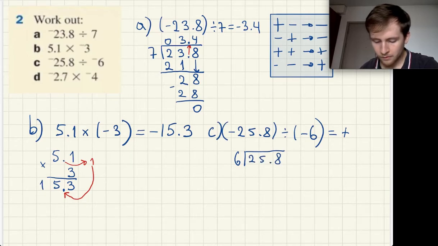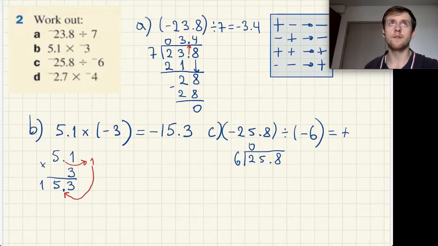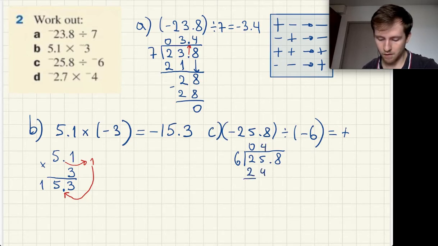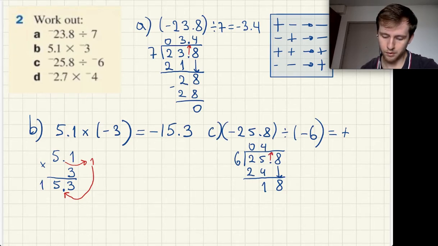25.8. So 6 is not going to fit into 2. We can write 0 here. 6 fits into 25 though. It fits into 25 4 times. Actually it fits into 24, and we have a bit of a remainder, so 1. And then we drop 8 here. We get 18. And now we have to also take this point up and write it here.